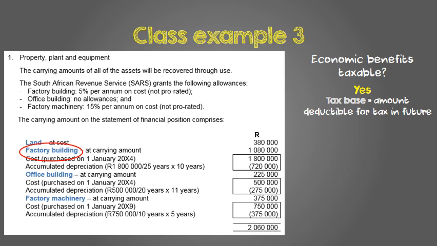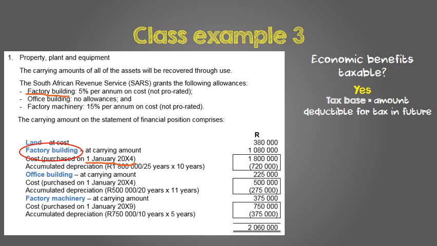To determine what the amount will be that will be deductible for tax in future, we have to look at what the allowances are that the South African Revenue Services allow. And we see here that the factory building allowance is 5% per annum on the cost, not prorated. This asset was purchased on the 1st of January 20X4. Therefore, we have had this asset now for 10 years already. 5% per annum equals a total life of 20 years.